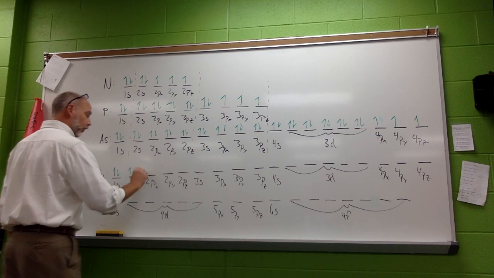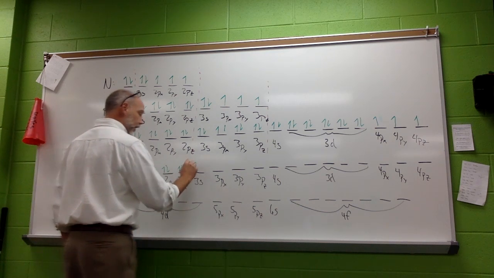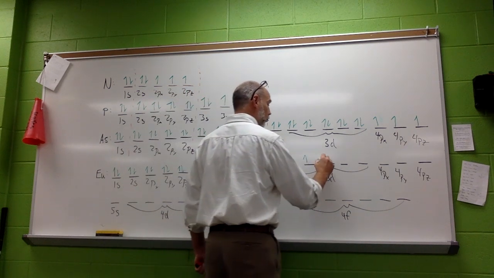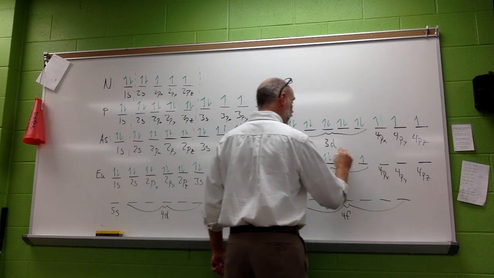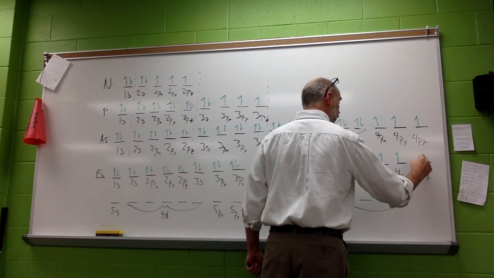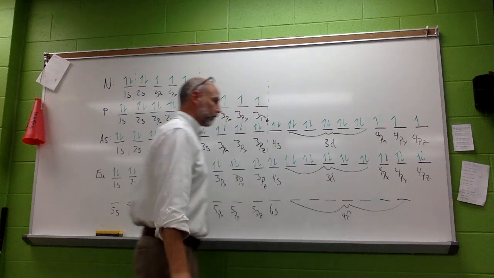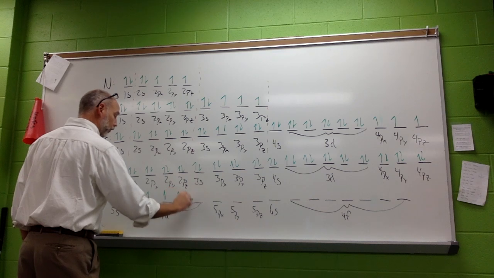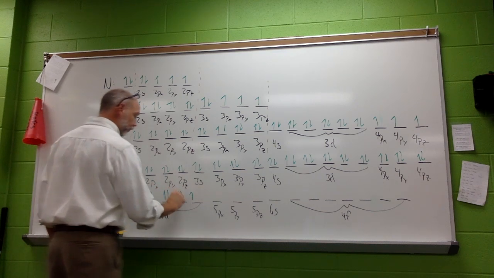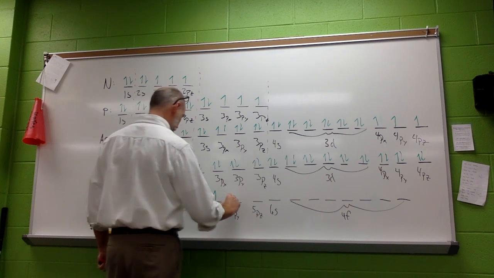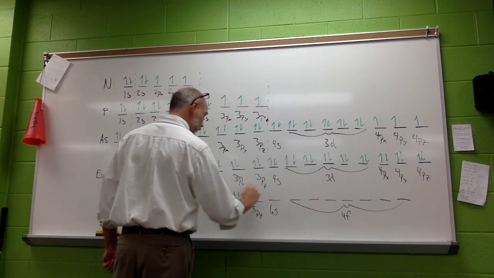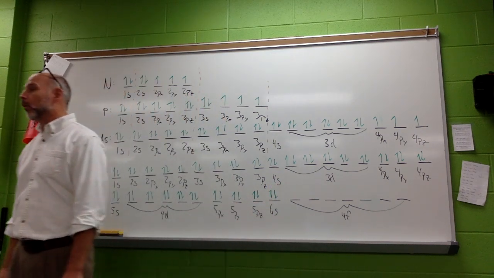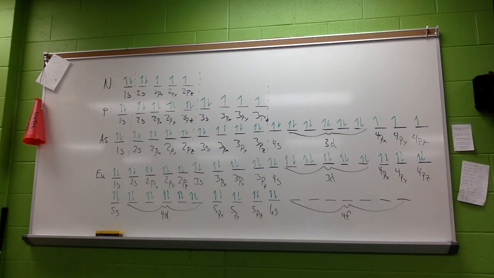1, 2, 3, 4, 5, 6, 7, 8, 9, 10, 11, 12, 13, 14, 15, 16, 17, 18, 19, 20, 21, 22, 23, 24, 25, 26, 27, 28, 29, 30, 31, 32, 33, 34, 35, 36, 37, 38, 39, 40, 41, 42, 43, 44, 45, 46, 47, 48, 49, 50, 51, 52, 53, 54, 55, 56. So far, so good. Now, what did you do from here?